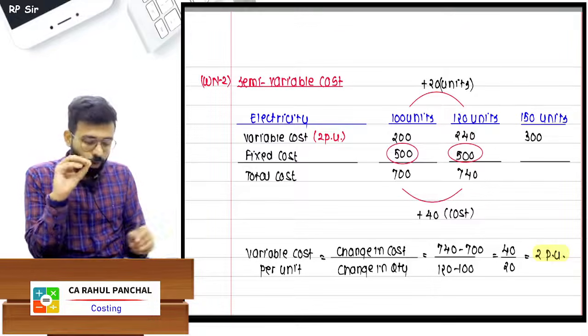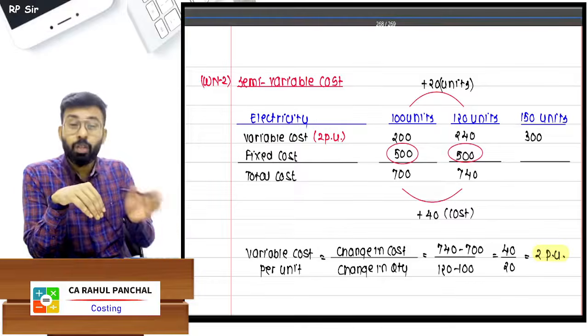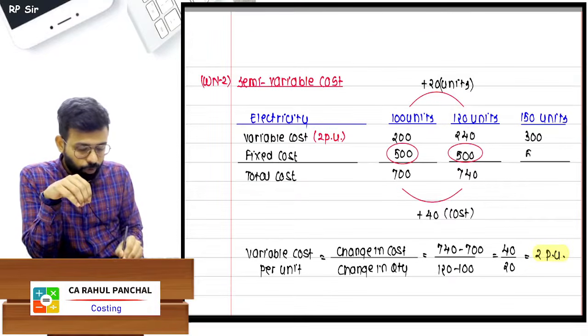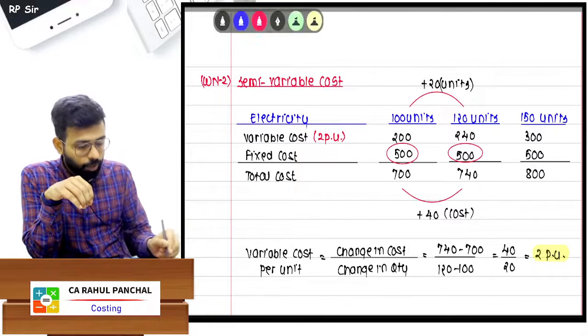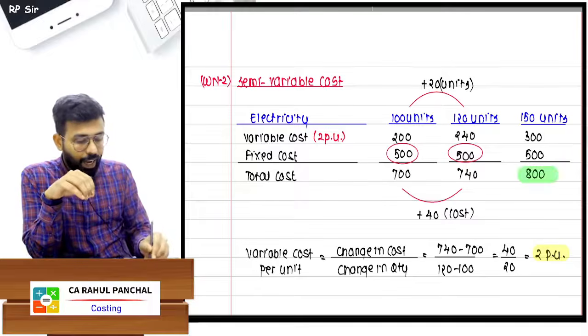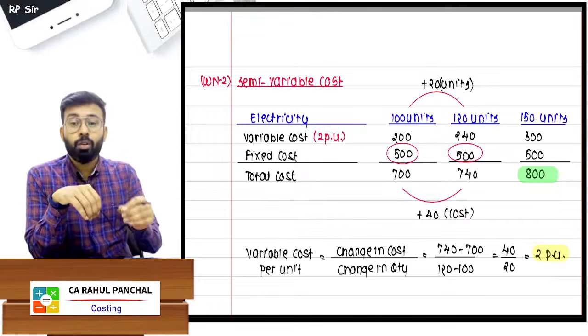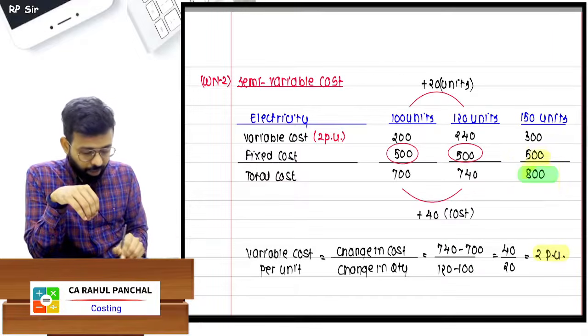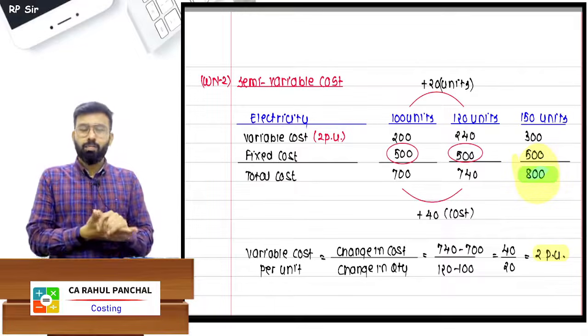Now if you talk for 150 minutes, or let us say 150 units are produced, you will have to pay 300, which is the variable portion. There is one fixed portion also, that is 500 you will have to pay, and your cost will be 800. Now I have shown you only one method to solve this question. To get this 800, there are various methods which can be used.